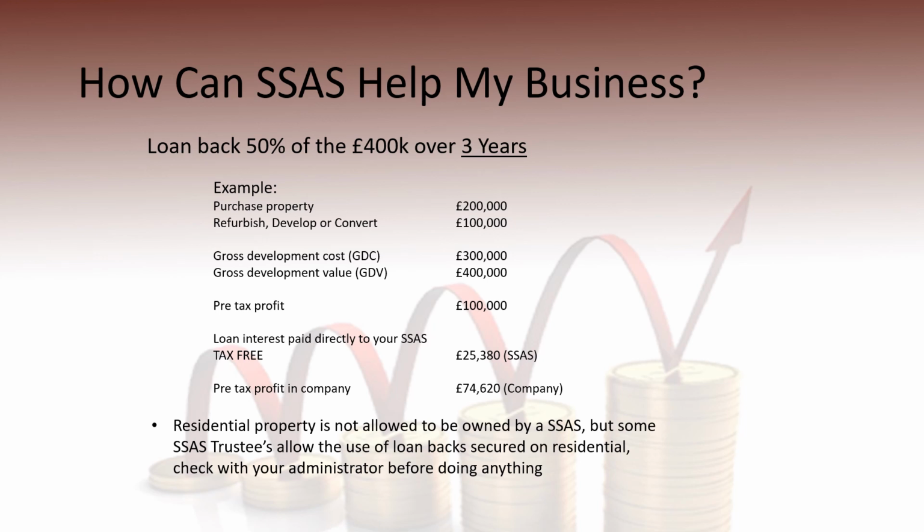One of the big things is residential property is not allowed to be owned by a SSAS, but some SSAS trustees will allow the use of a loan back secured on residential property. So in the past, and currently, you could buy a property at auction, pay for it using a loan back, do the work and then sell it on, using the security of that residential property for the loan. Not every SSAS administrator will allow you to do that. Again, it goes back to what we mentioned in part 1, which is you have to find a SSAS administrator that agrees and is aligned with your goals.